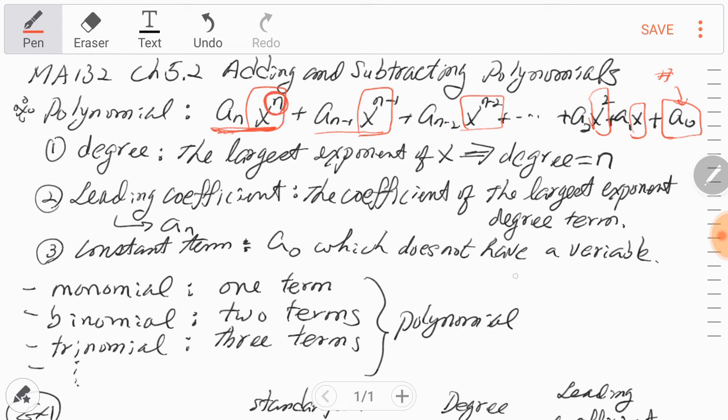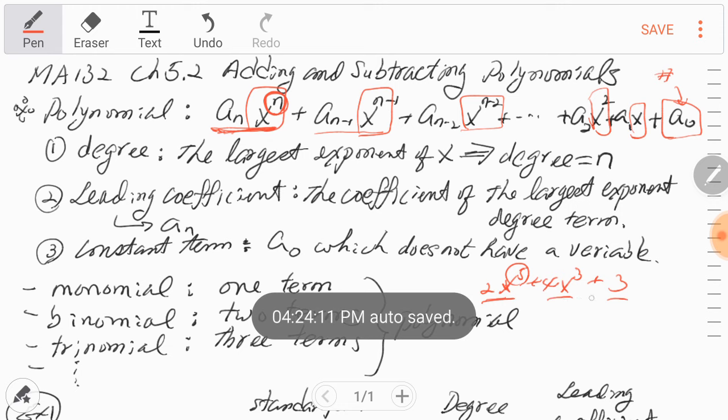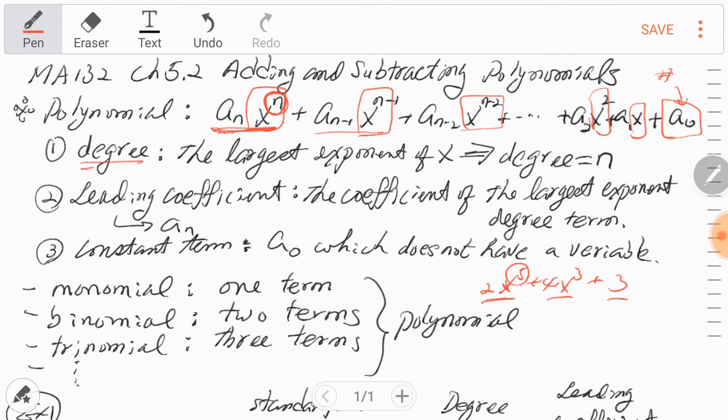So for example, let's say here is 2x to the 5th power plus 4x cubed plus 3. Okay, then this term has the largest exponent. The exponent is 5, so the degree of this polynomial is 5. So the degree is the largest exponent of the base x.